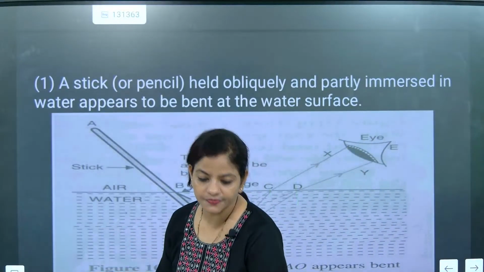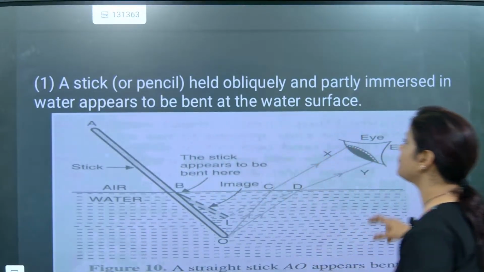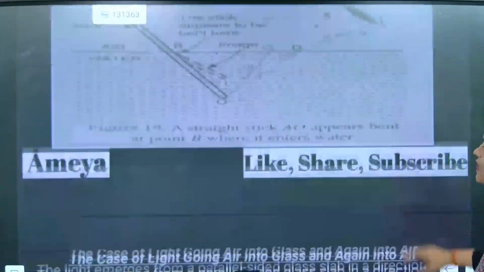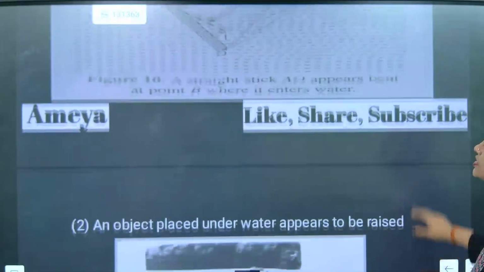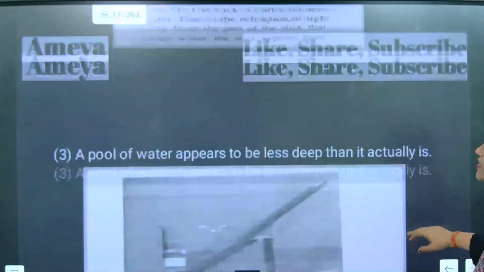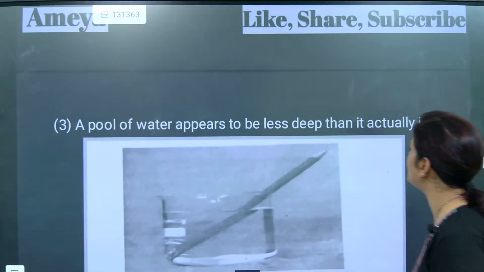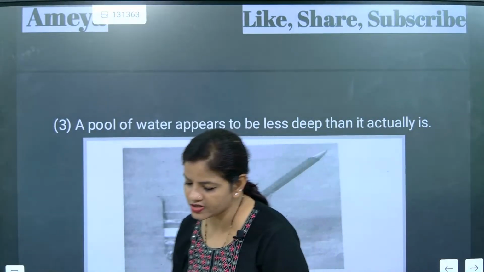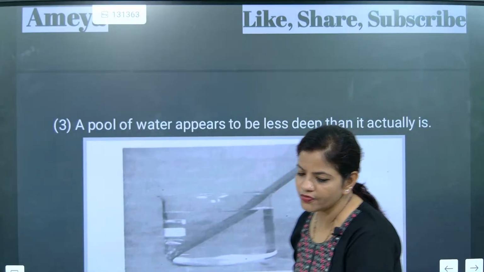So the answer is refraction. Now look at the next part. This part we have discussed, so now we are going to discuss the next section. A pool of water appeared to be less deep than its actual depth. That is again refraction, refraction, refraction. So we know most of the answers. Correct now?